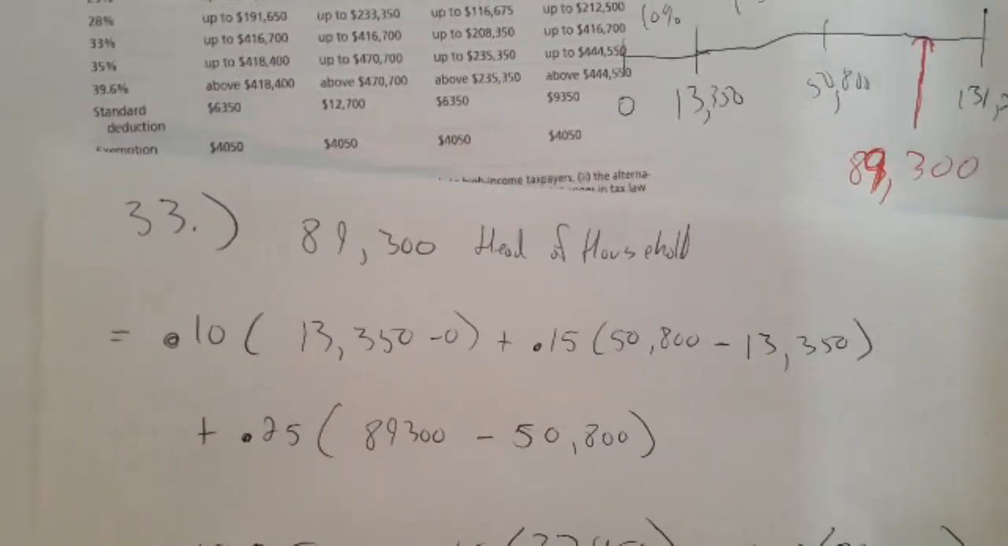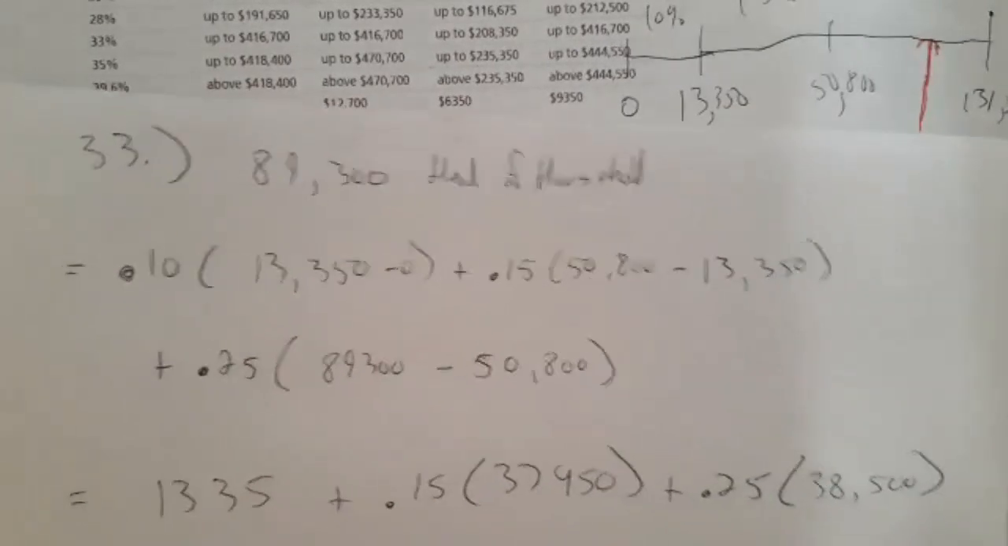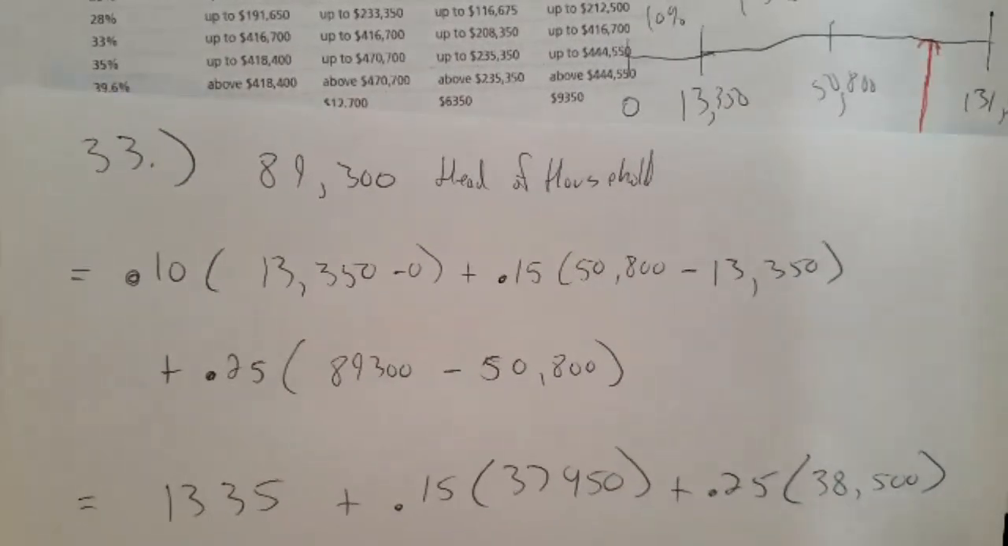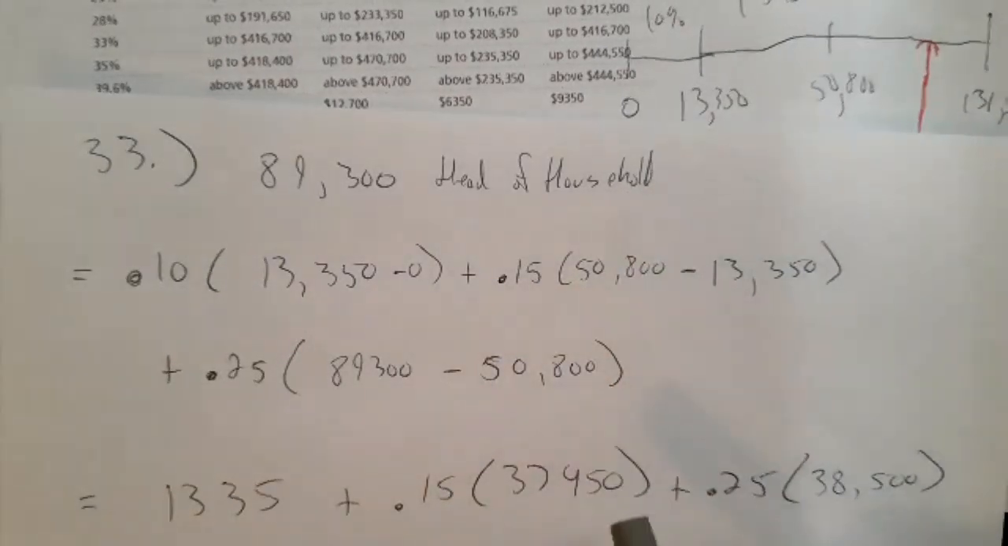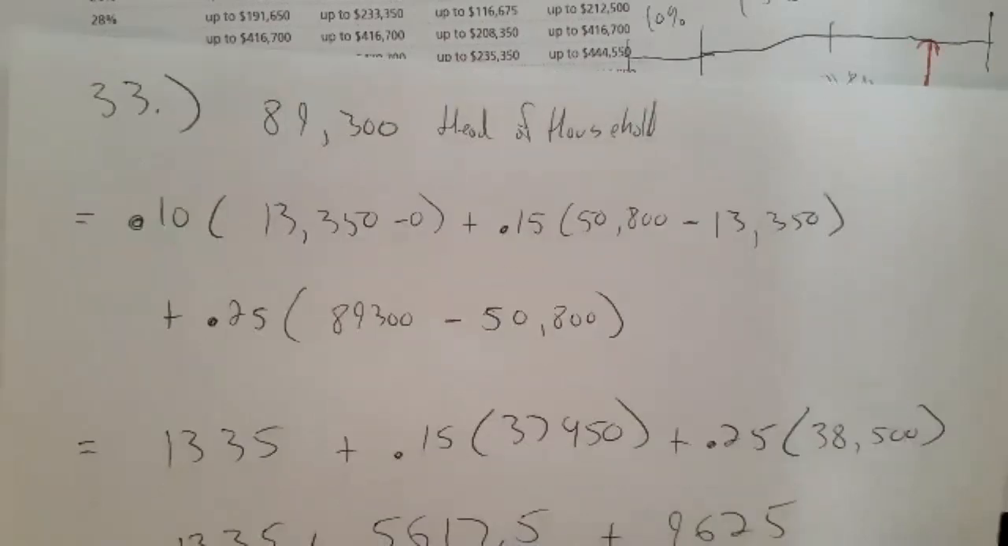Maybe you might want to do PEMDAS. Might be a point of confusion here, but we want to do the subtraction before we do the multiplication. And so I think I did that in my next step. So subtract those numbers. You should get those numbers. 1335. I think I already multiplied this one through. Subtract these two numbers, you should get 37,450. Subtract those two numbers, 38,500. Okay. And then PEMDAS tells me next step is to multiply before I add those numbers. So I multiply those numbers, and then I add those numbers.